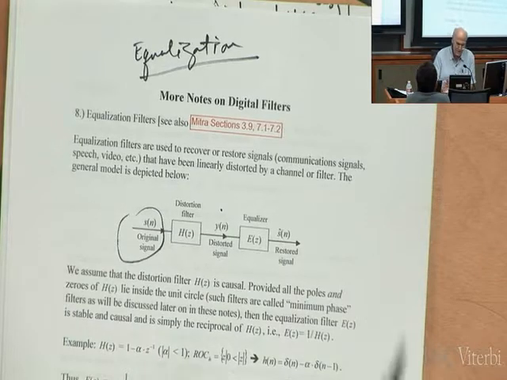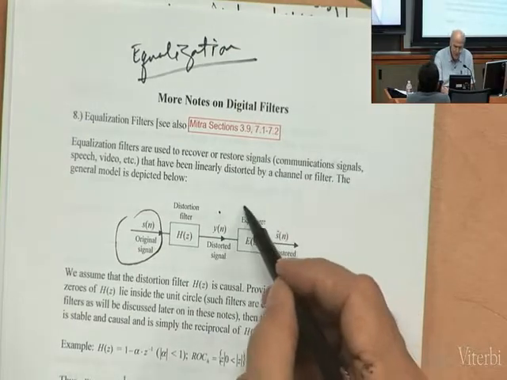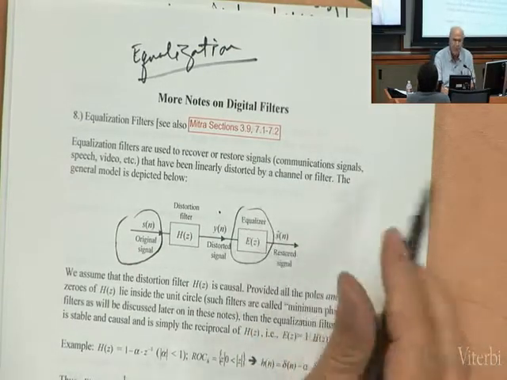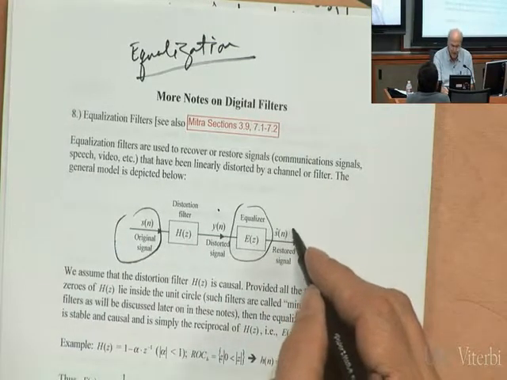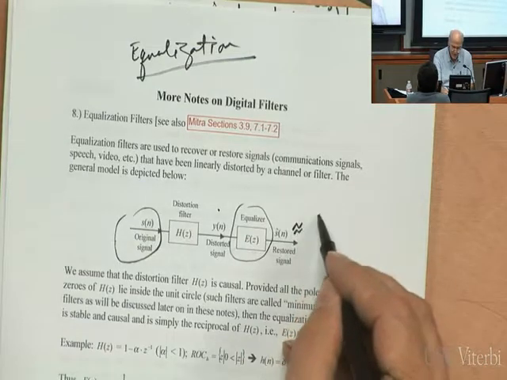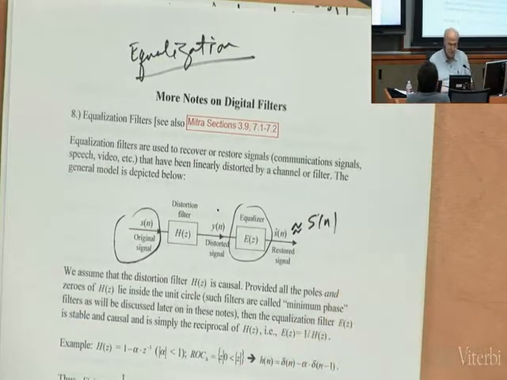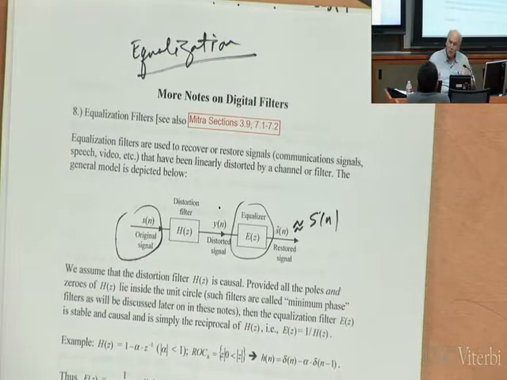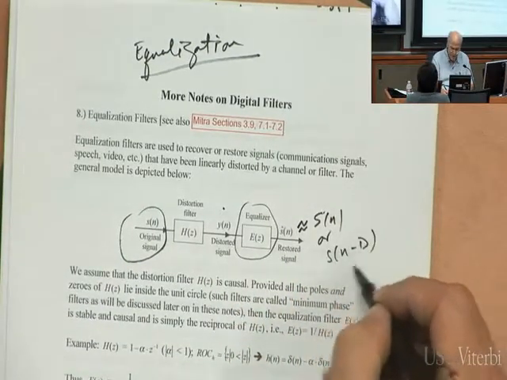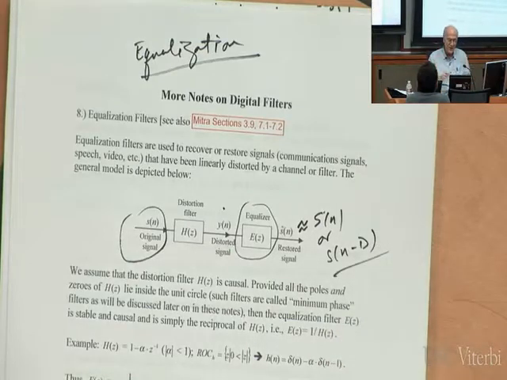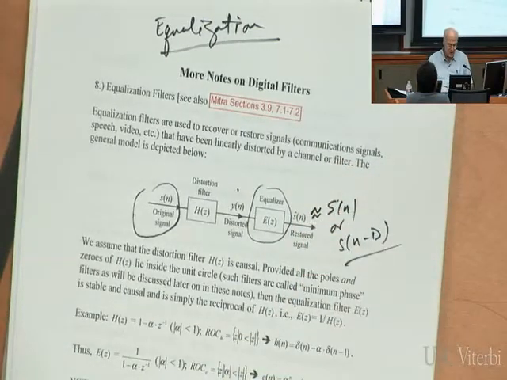So that's where the role of equalization filters comes into play. An equalization filter is what I would call an inverse filter to this H of z, such that the output, S hat of n, is the restored signal. If the equalization filter is good, S hat of n is to a good approximation what the input signal is. Or it could be a delayed version, S of n minus d. That's okay too in most applications. Delays are fine. But that's the idea of what an equalization filter is.